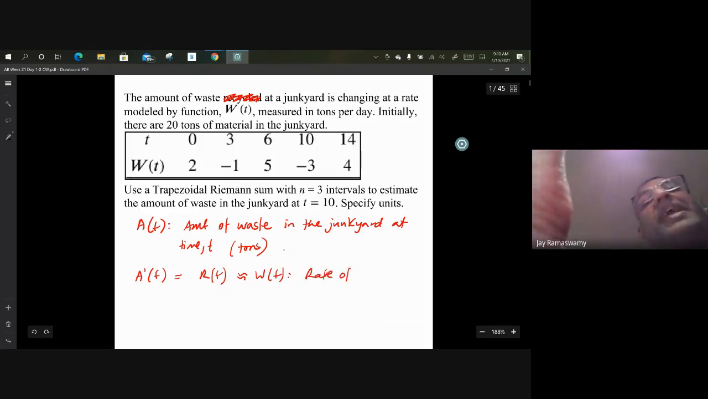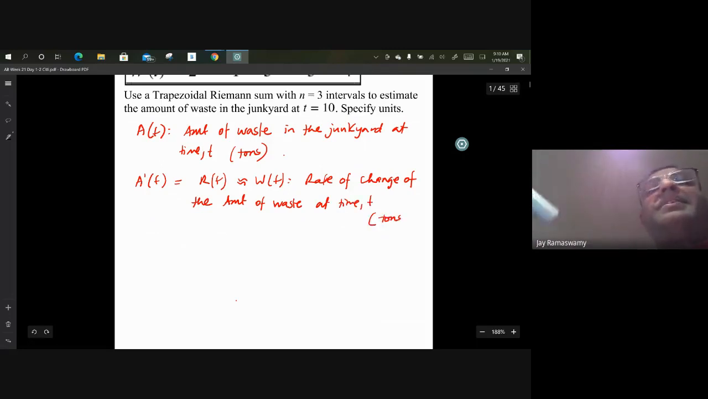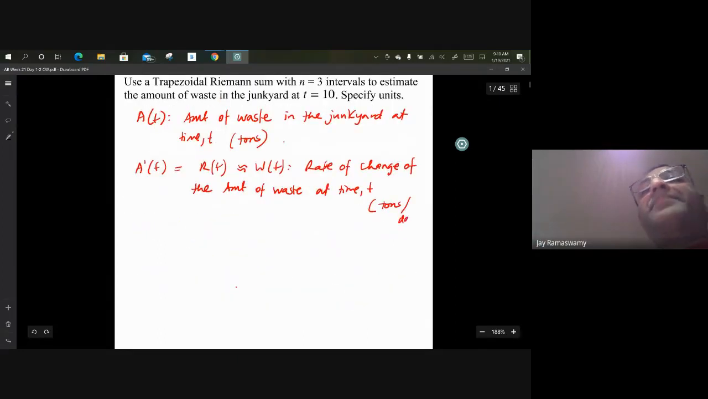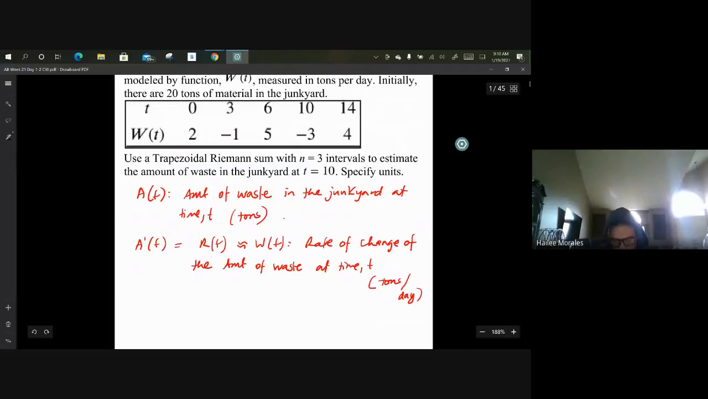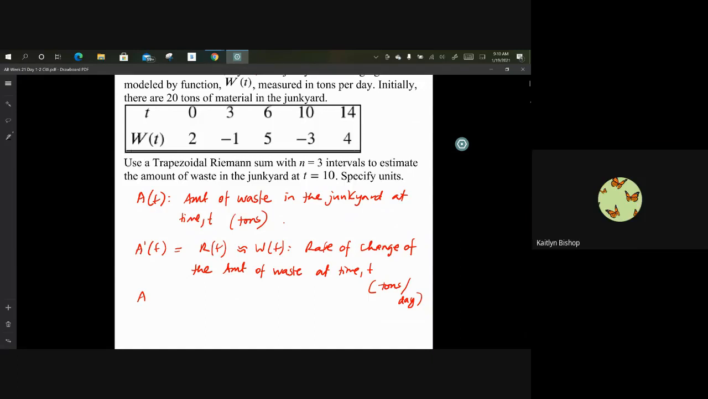It's the rate of change of the amount of waste at time t, and that is measured in tons per hour, is it? Tons per day, sorry, tons per day. Right? And then the question says, initially, there are 20 tons of material in the junkyard. So A of 0 equals 20.